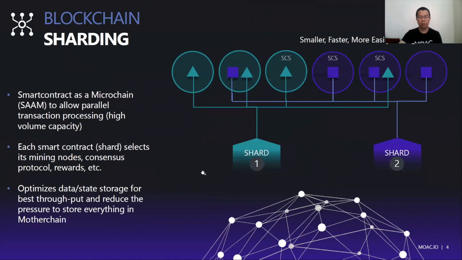So how do we do this? When we deploy a smart contract, we deploy it as a microchain, rather than just a piece of code as in Ethereum. Each smart contract can select its mining nodes, consensus protocol, and rewards. And each microchain can store its own data for the best throughput without affecting other microchains. That reduces the pressure of storing everything in the mother chain.